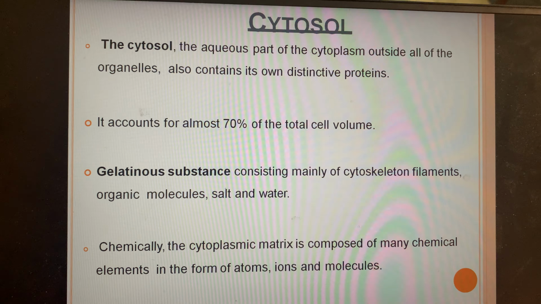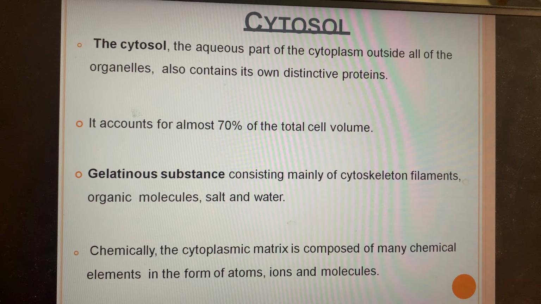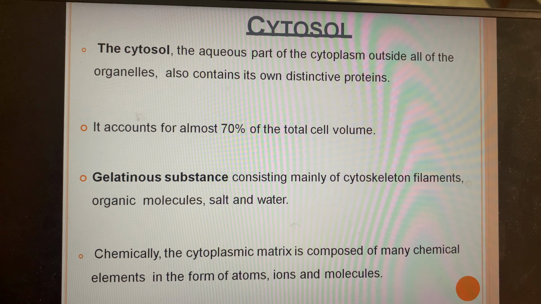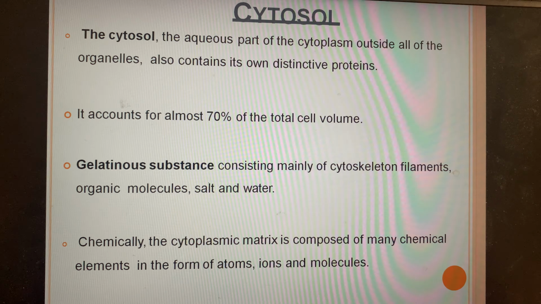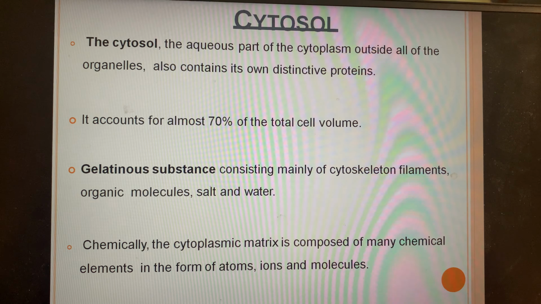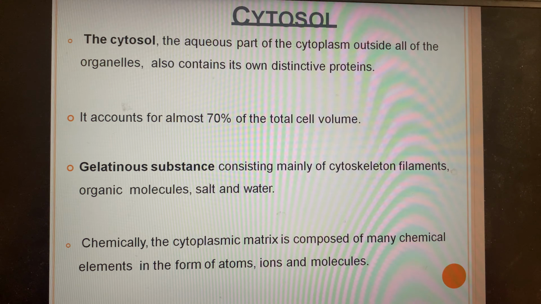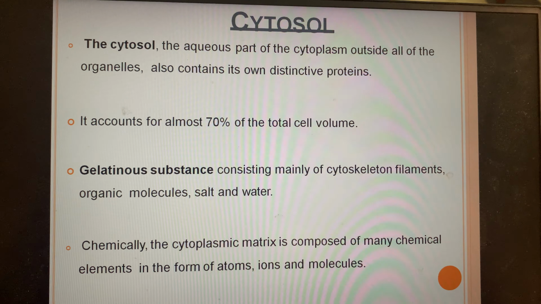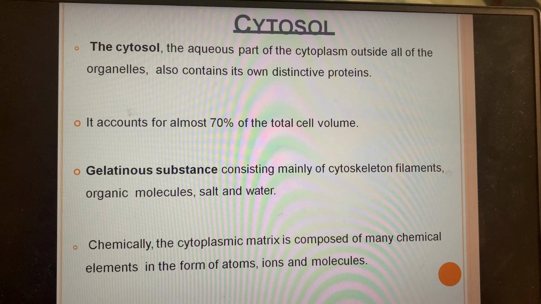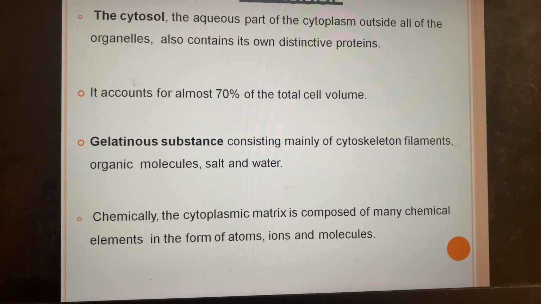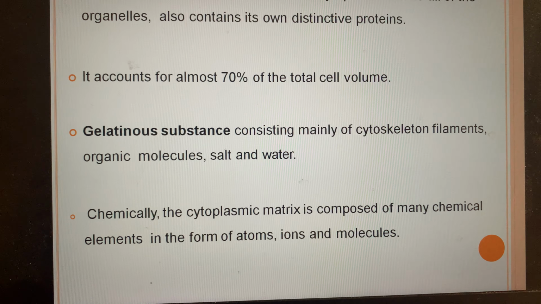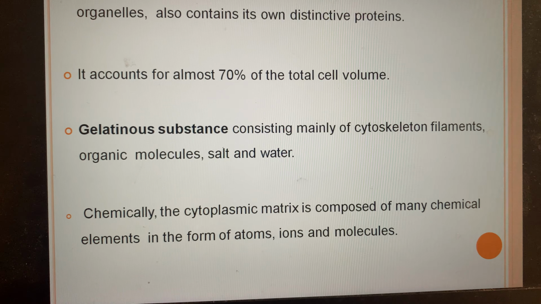Cytosol is the aqueous part of the cytoplasm. Outside all of the organelles, it also contains its own distinctive proteins. It accounts for almost 70% of total cell volume. It is a gelatinous cell substance consisting mainly of cytoskeleton filaments, which give strength to the cell, mostly organic molecules, salt and water. Chemically, the cytoplasmic matrix is composed of many chemical elements in the form of atoms, ions, and molecules.